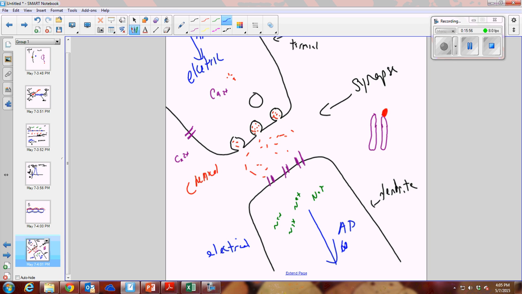Now, there are several neurotransmitters I mentioned there in your notes. Acetylcholine is one of the most common. This has to do with your muscles contracting between a nerve and a muscle, the neuromuscular junction. Epinephrine, norepinephrine, dopamine, serotonin, several of those there. You should look over them.